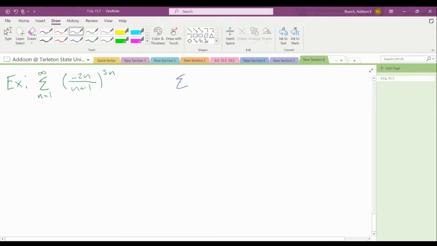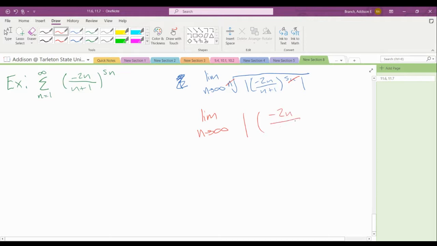All right, so we're going to go ahead and take our limit as n approaches infinity of the nth root of the absolute value of negative 2n over n plus 1 to the 5n. Those two n's will go ahead and cancel out, leaving just the 5 up in the exponent. So now we have our limit as n approaches infinity of the absolute value of negative 2n over n plus 1 to the 5th.